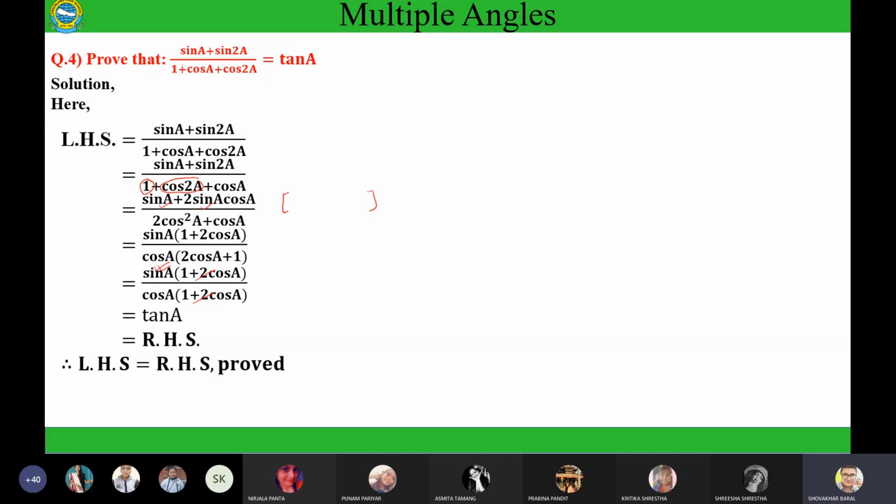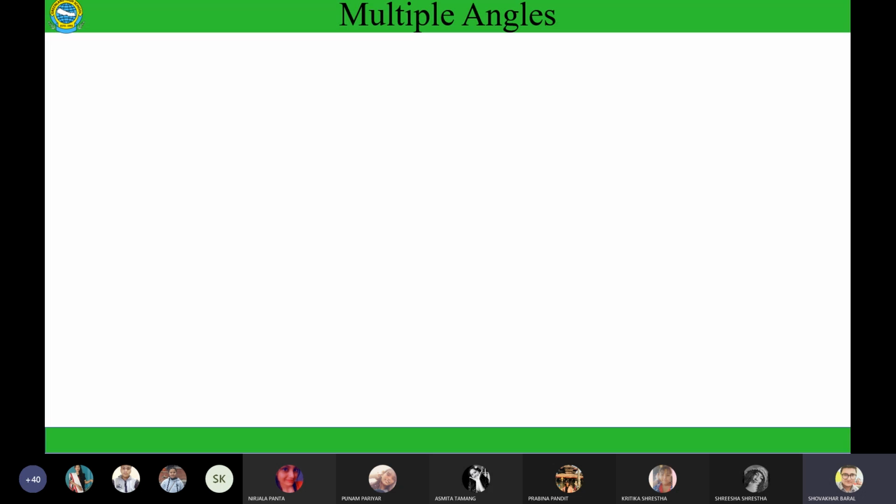Question number 5. Please try to understand. Don't try to make the notes right now. So let's go to the next one. This is a bit complex here. 1 plus sin 2a by cos 2a. As I mentioned earlier, there are a lot of ways to solve any question.